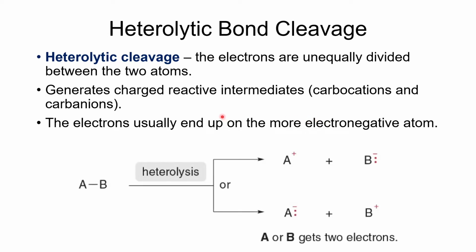And so here is an example of how that works. Here we've got two atoms, and they're connected by one bond. That one bond represents two electrons. If both of those electrons go to atom B, we'll get this top scenario where we'll get a positive charge on A and a negative charge on B. If both of those electrons go to A, we'll end up with a negative charge on A and a positive charge on B.